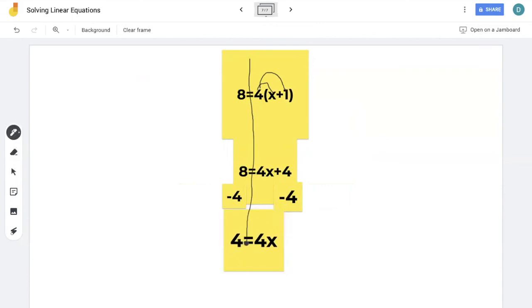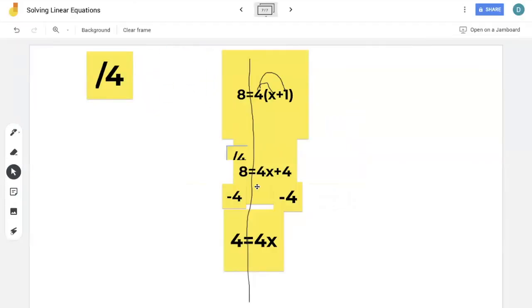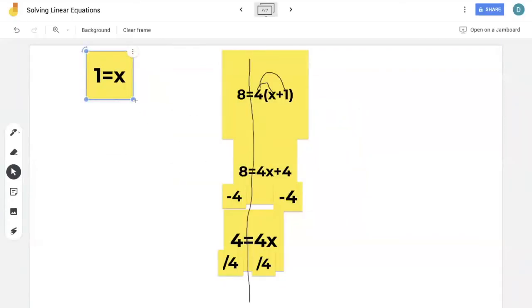I'm going to extend the line a little bit. Now I'm going to divide by 4. Just like that. And then 4 divided by 4 is 1. And then 4x divided by 4 is x. So 1 equals x. And you can definitely plug 1 back into the equation to see that in action. So you'd say 1 plus 1 is 2 inside the parentheses here. 4 times 2 is 8.